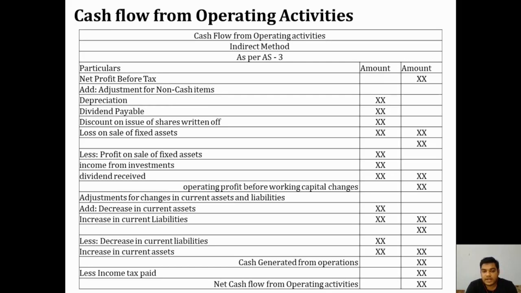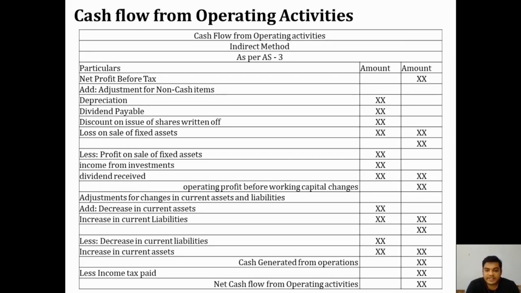From this adjustment, we will get cash generated from operations. Once we get cash generated from operations, we have to subtract income tax paid. And the balance remaining is called net cash flow from operating activities.